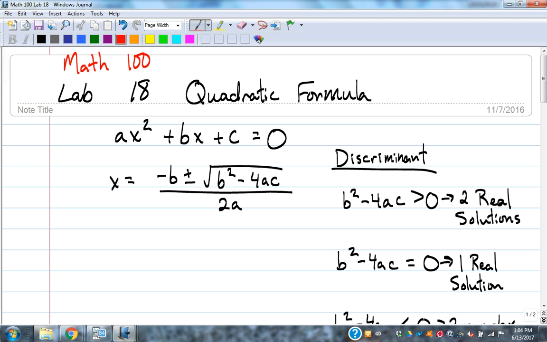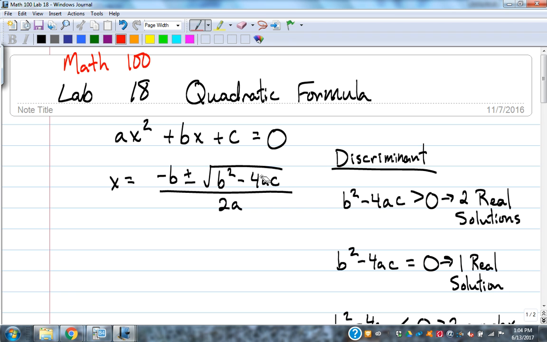So let's review some quadratic equation things. Normally in the standard form, ax squared plus bx plus c. And in order to use the quadratic formula, we need it to be equal to 0. The quadratic formula is x equals negative b plus or minus the square root of b squared minus 4ac, all of that divided by 2 times a.